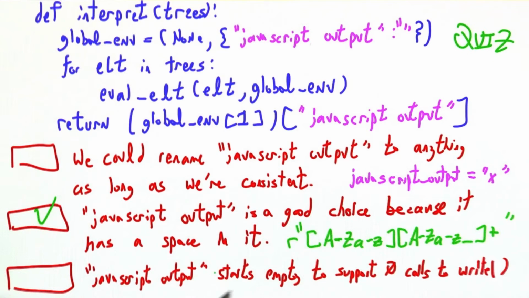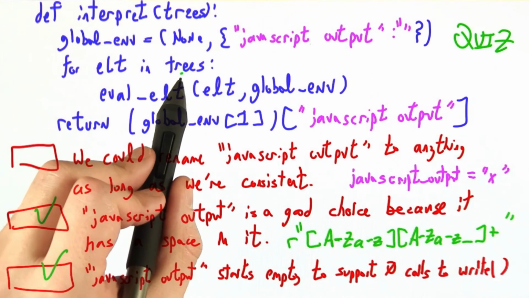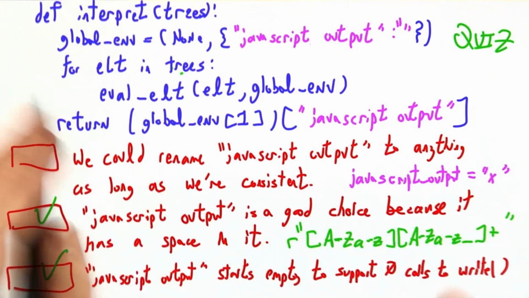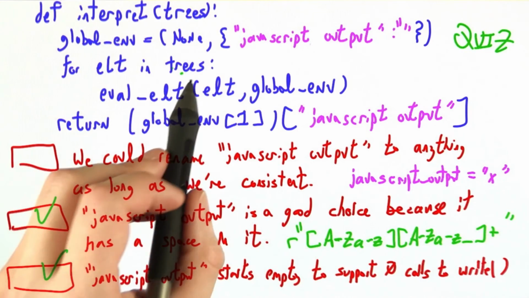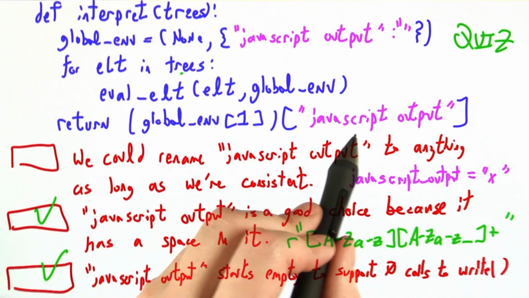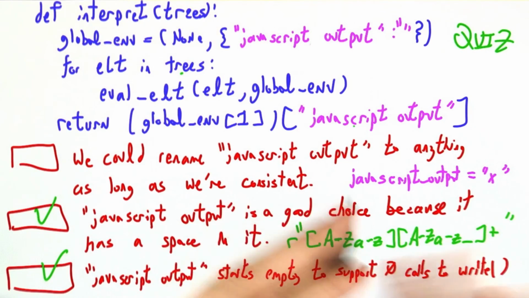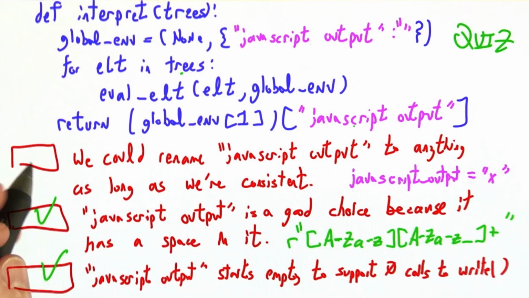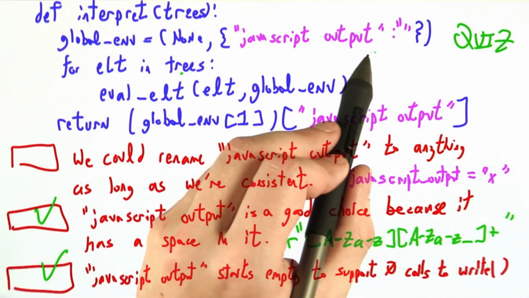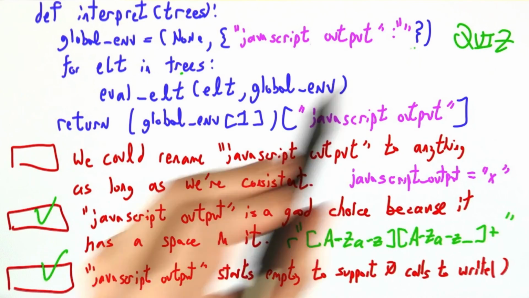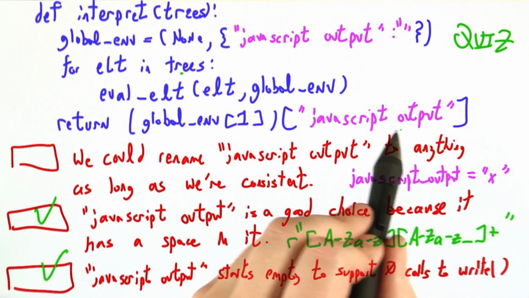Finally, JavaScript output starts empty to support 0 calls to write. That does end up working out. Imagine that trees is the empty list. They just said begin JavaScript, end JavaScript, and didn't do any work. We would want to return a real value rather than having some sort of exception or lookup error problem. If I didn't initialize JavaScript output to the empty string, when we went to look it up here, there might not be anything there.